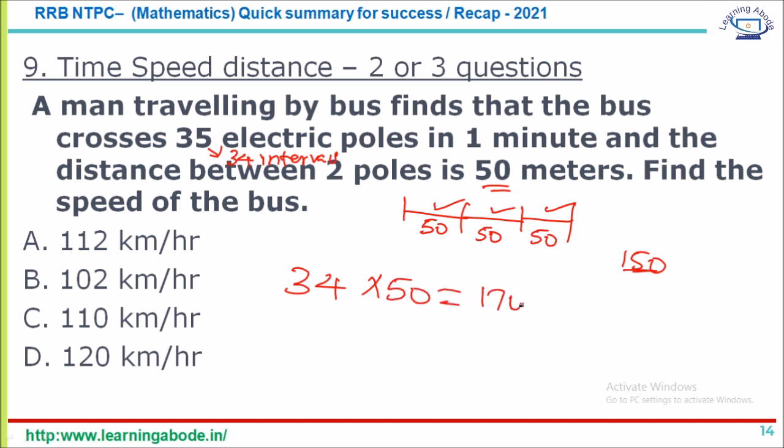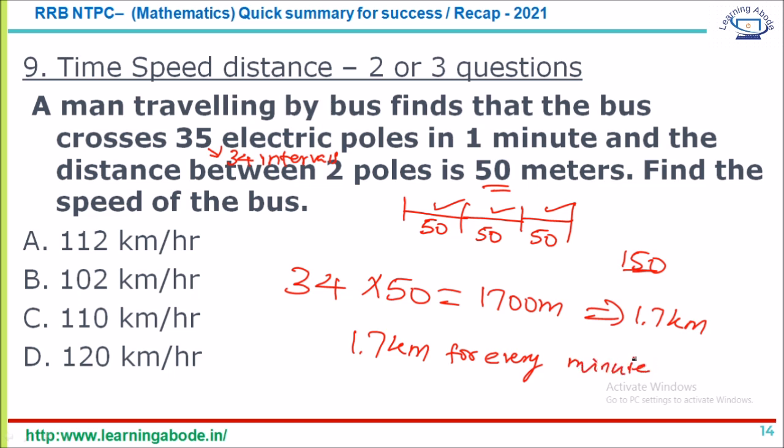So that is 1700 meters, which is 1.7 kilometer, for every minute. Now what is speed? Speed is in terms of kilometer per hour. So 1.7 kilometer for every minute. 1 hour is 60 minutes. So 1.7 into 60, that's 102 kilometer per hour. That's answer option B.